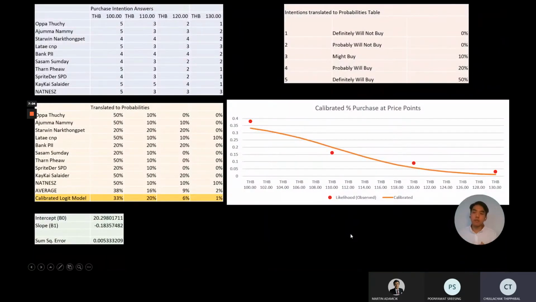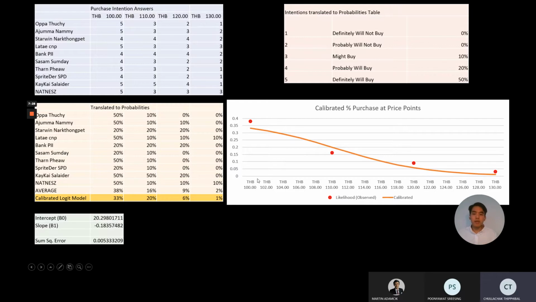After I have collected data from 10 Thai YouTubers, their satisfactory level of willingness to pay, brought down to the calibrated logit model, is 30% for 100 baht, 20% for 110 baht, 6% for 120, and lastly, 1% for 130 baht per minute of transcription.